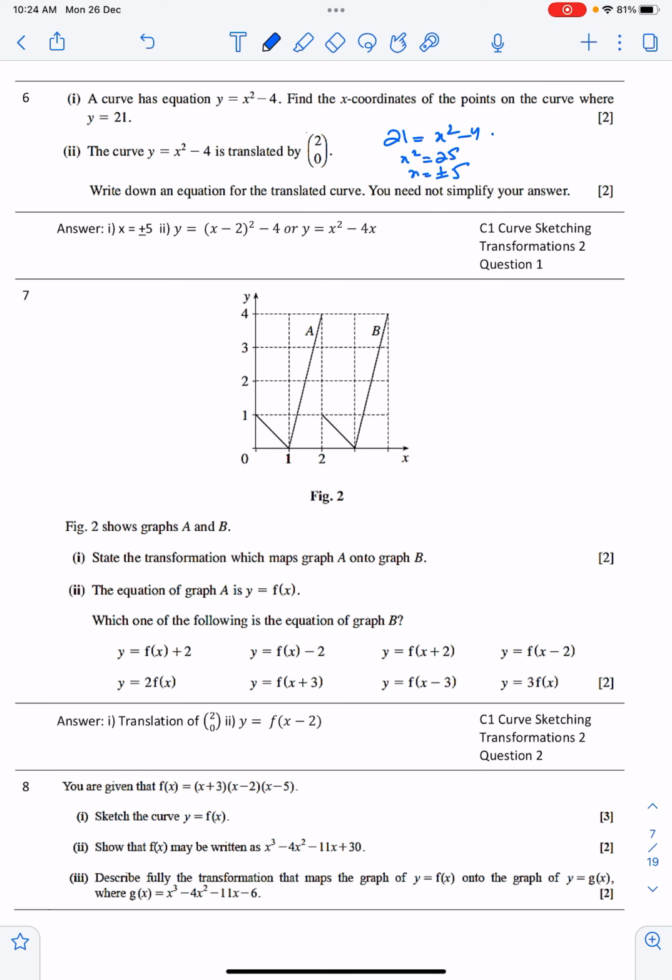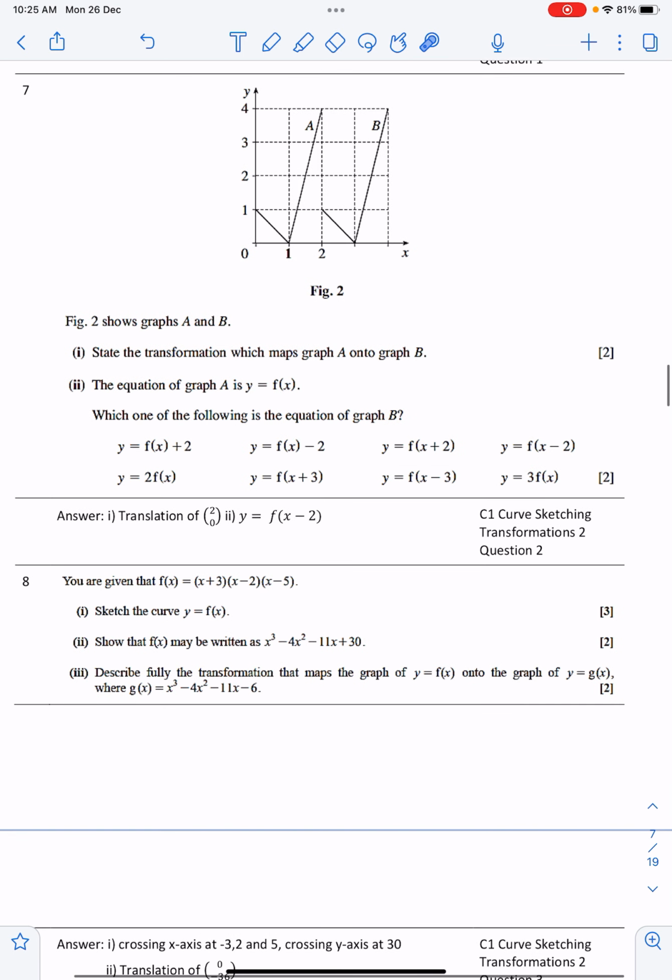Okay, so the x coordinates will be plus and minus 5. Then in the second part they are saying the curve y equals x squared minus 4 is translated by (2, 0), horizontally by 2 units and vertically by 0. So simply in place of x you have to write negative (x minus 2) the whole squared minus 4. This will be the equation. If you want you can even open it or you can just leave it like this.